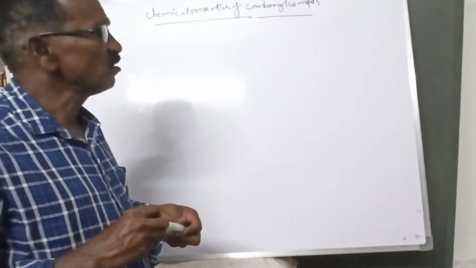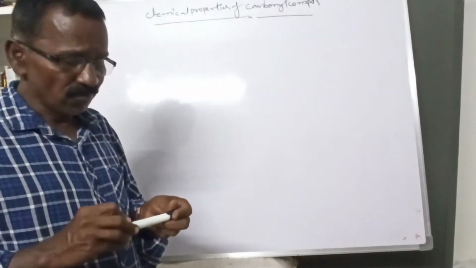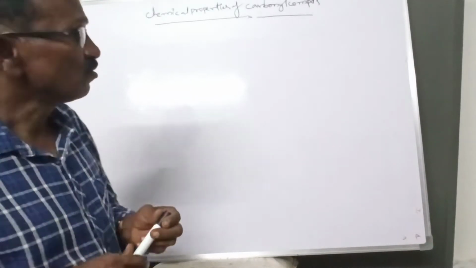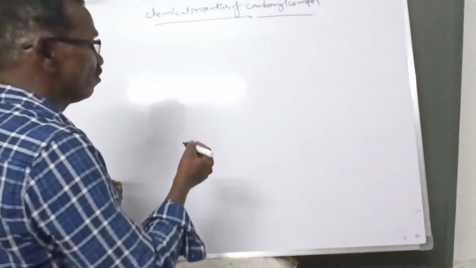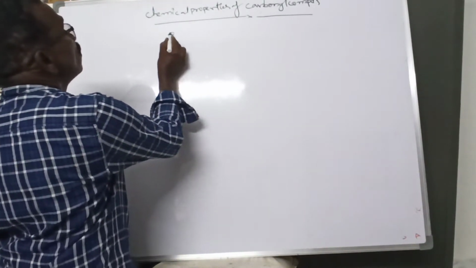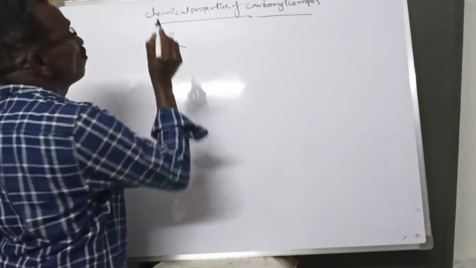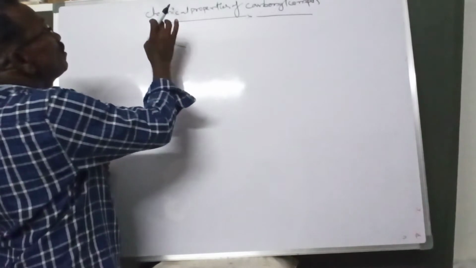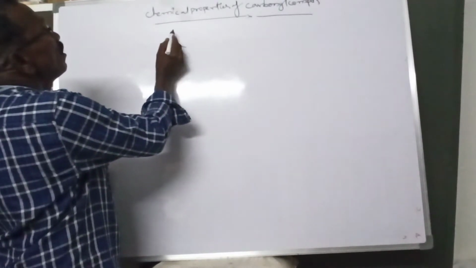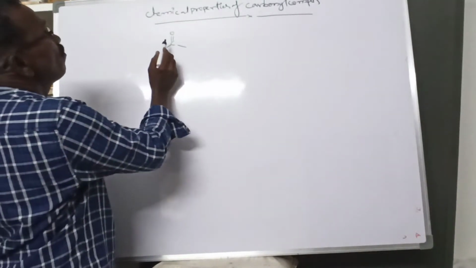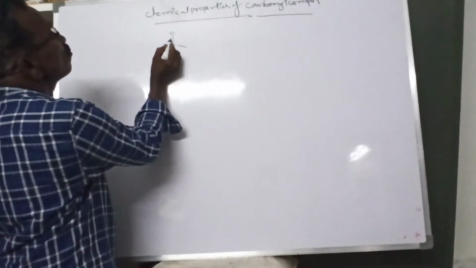Now we discuss the chemical properties of carbonyl compounds. The carbonyl functional group is C double bond O. In this group, oxygen is more electronegative than the carbon atom. So what happened here? The bonded electrons generally go to oxygen.